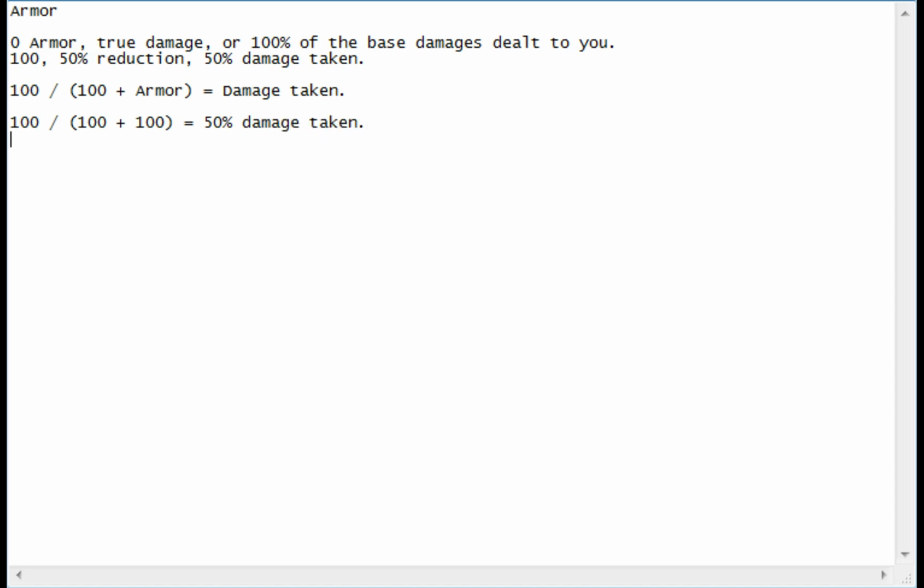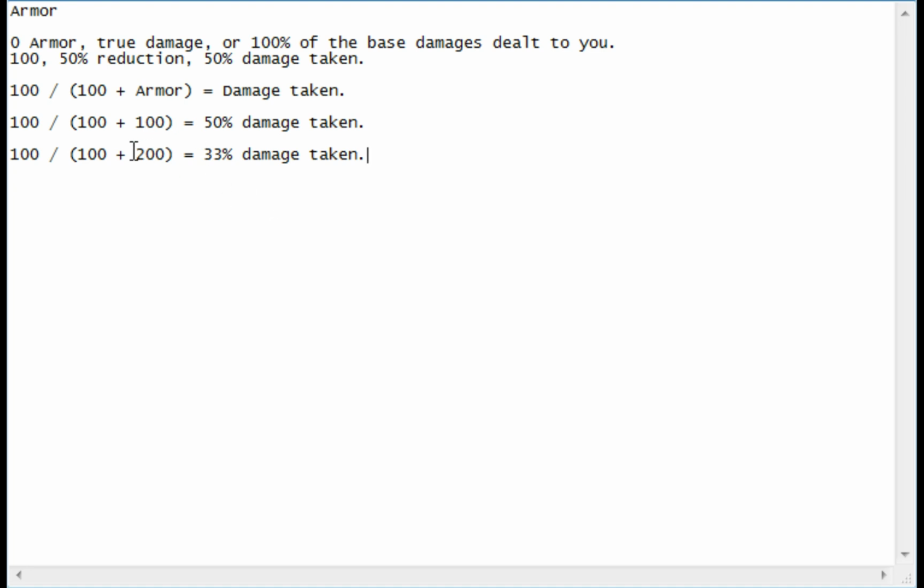Now let's look at 200. 100 over 100 plus 200. You'll be taking 33% damage taken. And so on and so forth. Now there's something I want to point out here. And this may help you, those of you that like to build tanky, and you think that building pure armor is a really good idea.